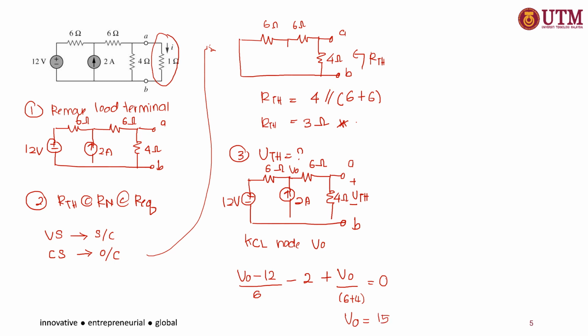Okay, so now this V node is equal to 15. But what we want to find is the VTH. So from here we can use voltage division. In order to find the VTH, it is equal to 4 divided by (6 plus 4) times 15, so you will get your VTH is equal to 6 volt.